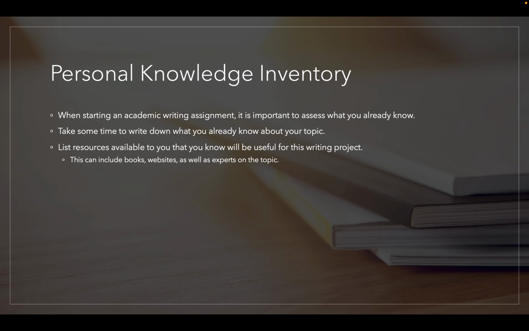And then do a personal knowledge inventory. When you start writing an academic assignment, it's important to assess, what do I already know about this topic? What don't I know about this topic? What do I need to know about this topic? Take some time and write down the answers to the question, what do you already know about the topic? And then list resources that are available to you that will be useful for your writing project.